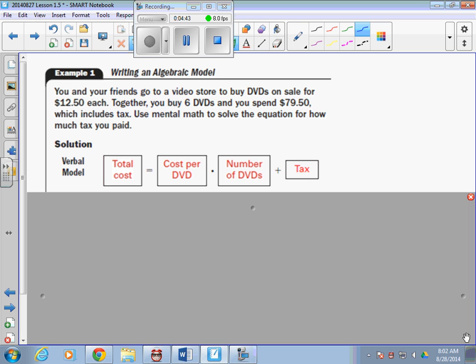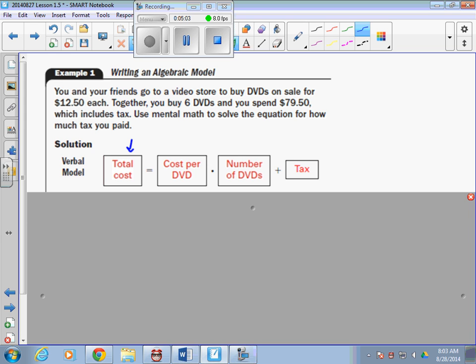Well, in the first box, we're going to put the total cost. The reason we put in total cost first is because it says it's a box or a blank, and then it says equals. So we're looking for the total. We have the total, we can put it there, and we can solve for the rest of it. The cost per DVD is next, times the number of DVDs, plus the tax.